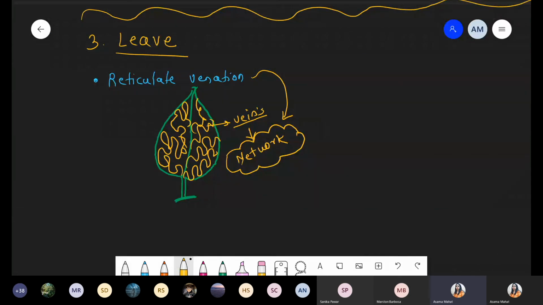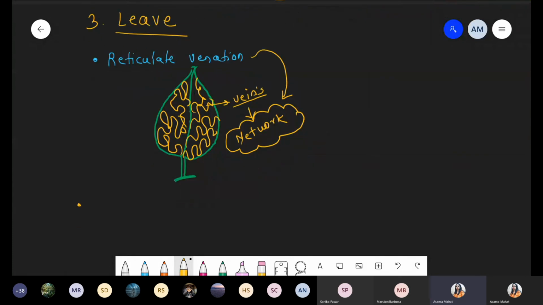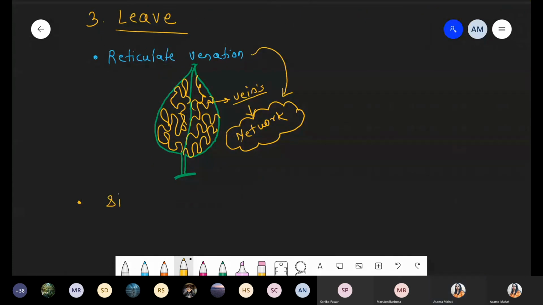Got it? Now, along with that reticulate venation, there is a presence of simple as well as compound leaf. So simple leaf will also be present, as well as compound leaf.